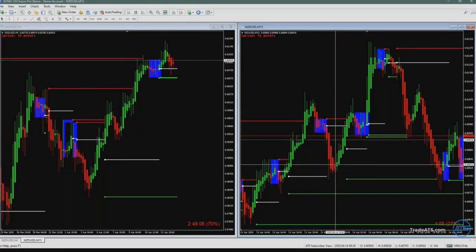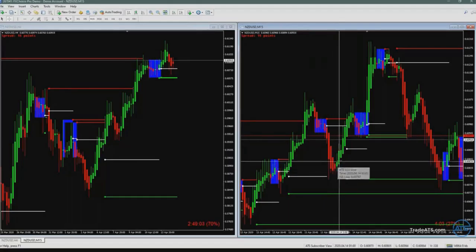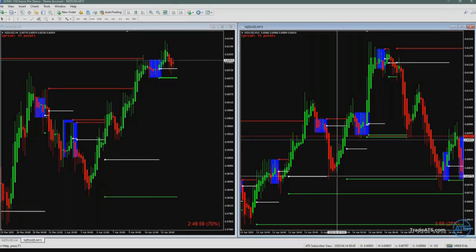So when you see that and it starts reacting off of it, then you can get in once you see the turn on some of these and manage your risk off of that expansion line. So that would have been the first entry into this, and we can see that it worked out pretty well.